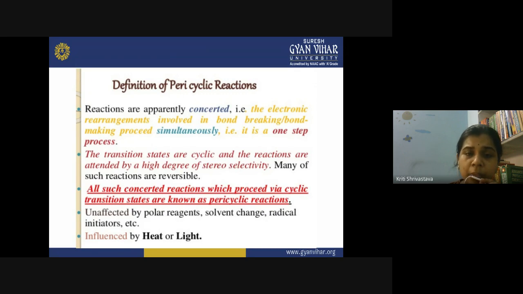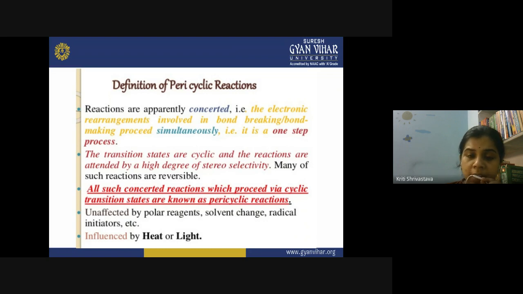Now, why are they so important? These reactions are so important because their transition states are cyclic and the reactions are attended by a high degree of stereoselectivity. Stereoselectivity is the stereochemistry of the product after a pericyclic reaction. That is actually very important and that makes this topic of organic chemistry really important. How does the stereochemistry of the product change? In many of the pericyclic reactions, the stereochemistry is conserved and in some of the reactions, the stereochemistry is reversed. So we will discuss these things in detail.